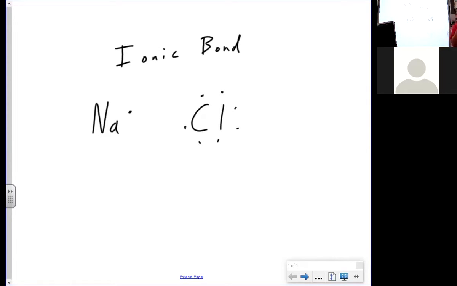Which one of those is happy right now? Is it chlorine? Sodium? Why is it happy? It's got 8? Oh, no, none of them are happy. Neither one of them is happy. Sodium wants to get 8 by getting rid of an electron to go back to 8. Chlorine wants to get 8.